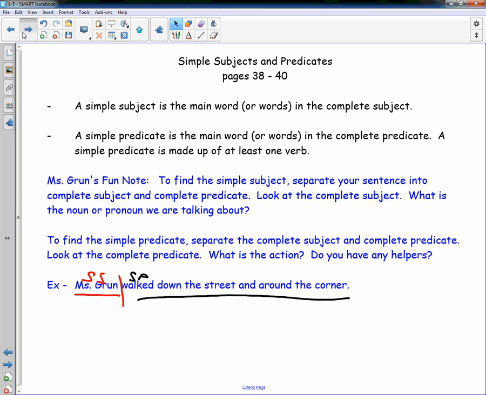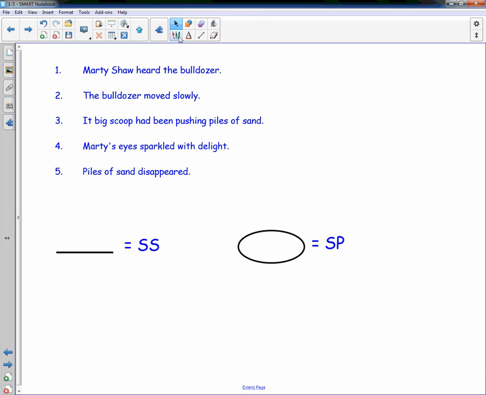So let's try some of these. Okay, let me grab a marker. All right, Marty Shaw heard the bulldozer. Heard is my verb, so I'm going to draw the line in front of heard. Out of Marty and Shaw, that's all one person, so that is my simple subject. Heard the bulldozer, my action word is heard, so heard is my simple predicate. The bulldozer moved slowly. My action word is moved. Out of the and bulldozer, bulldozer is my simple subject. Moved and slowly, moved is my action, so that is my simple predicate.